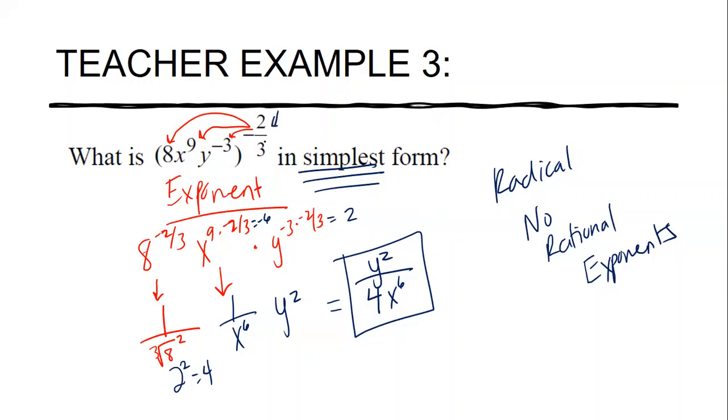This is a rational exponent, when you have a fraction as a power. All right, and so there's no radical form because there's no rational exponent remaining.